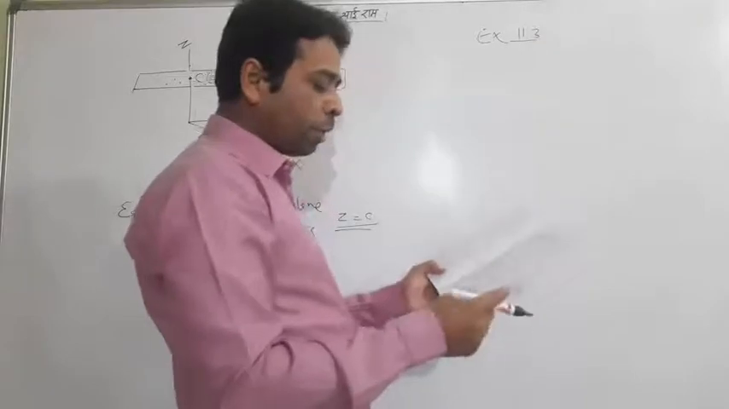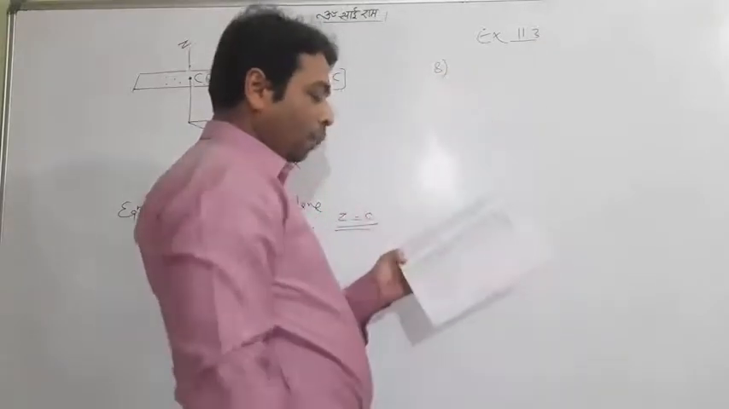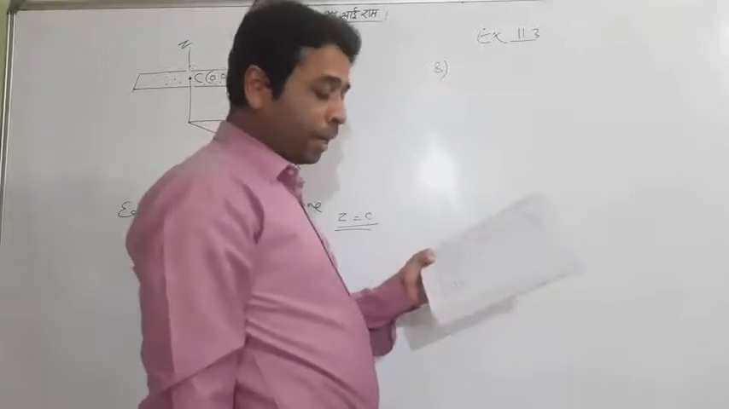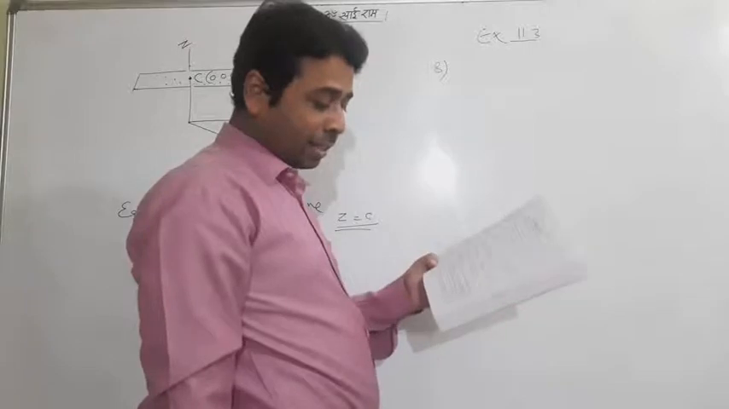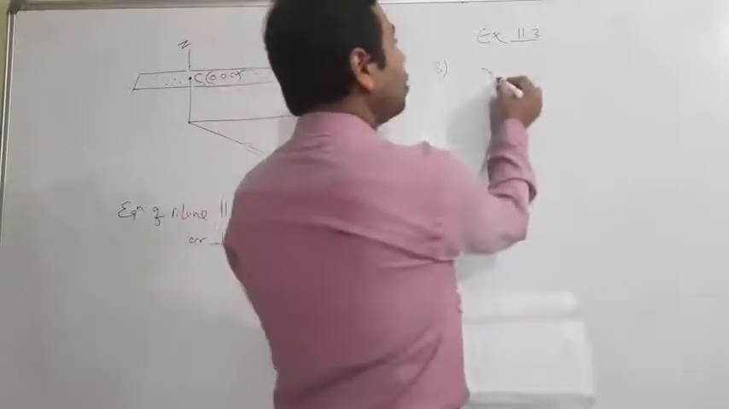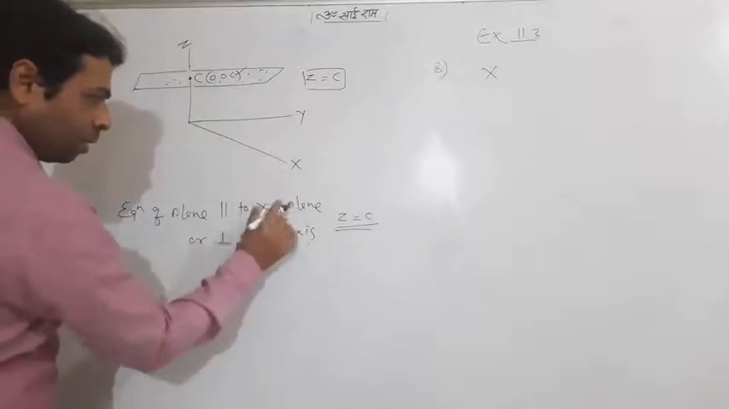Can you read the question? That question is the 8th question. Find the equation of the plane with intercept 3 on the y-axis and parallel to the xz plane. So I tell you that it is the xz plane, suppose. So what do you think?